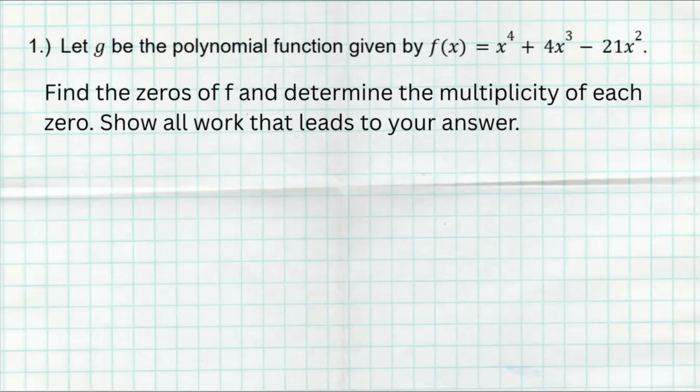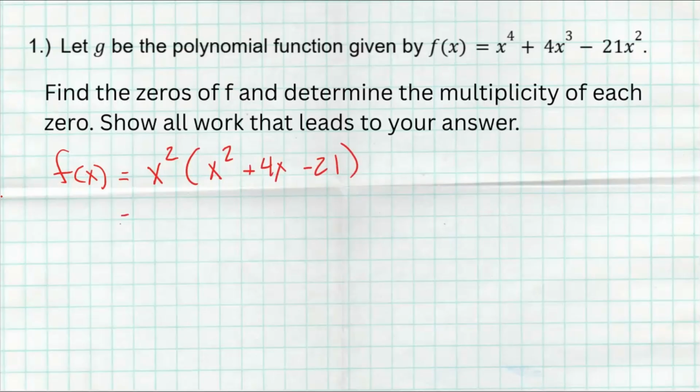All right, the next question says to find the zeros of the function and determine the multiplicity of each. Show all of our work. Now, I'm sorry to break this to you, but you're going to have to be able to factor if you're going to get the zeros. So the first thing I notice between all of the 3 terms is that they all have at least an x squared. So I'm going to factor out that x squared. I'm left behind with an x squared plus 4x minus 21.